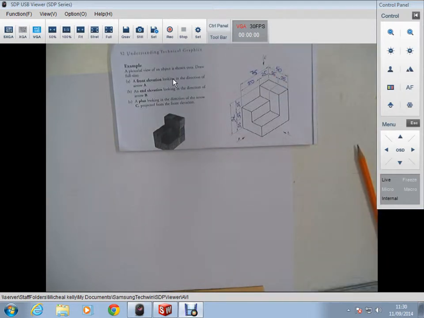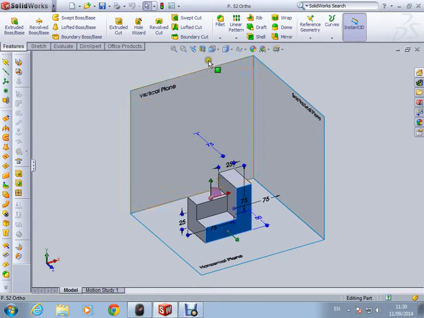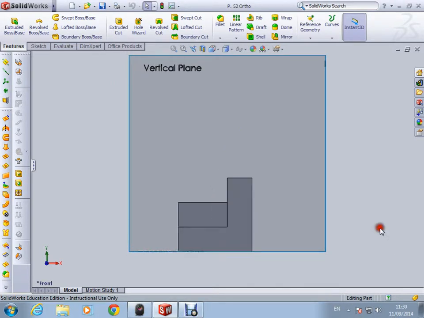So we'll just have a look at the three-dimensional object to see what those views will look like. So here I have my vertical plane, my horizontal plane, and my side vertical plane, and the object that I am going to draw is placed on top of the horizontal plane. So first of all, looking for my front elevation, if I look in from the front, that's what my view is going to look like. That view is projected onto the vertical plane.